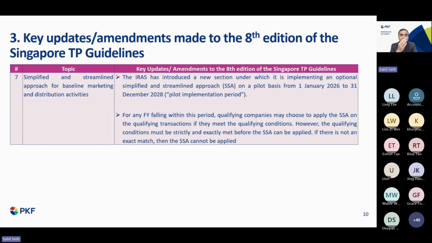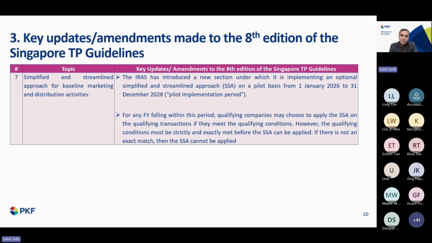Now in Pillar 1 of the BEPS 2.0 program, there is an Amount B issued by the OECD, which talks about a simplified and streamlined approach for the baseline marketing and distribution activities. So this obviously depends on various qualifying conditions, because only companies performing the specifically identified baseline marketing and distribution activities can apply this approach. But obviously, to keep pace with global developments, the IRAS has now introduced a new section, and it has called this an optional SSA, simplified and streamlined approach, on a pilot basis.